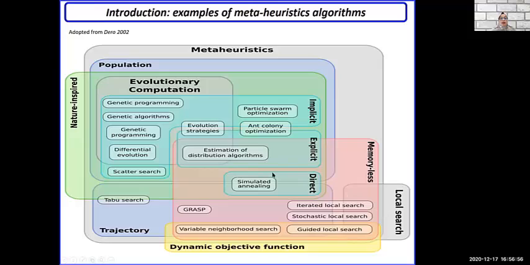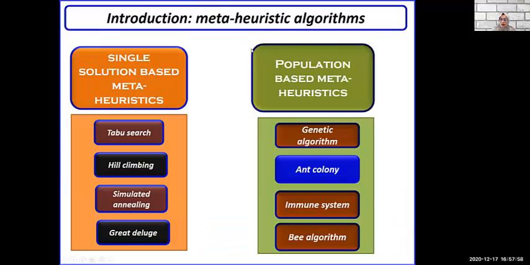But actually, simulated annealing is also a local search because simulated annealing also has a neighborhood structure where, when we explore the neighborhood structure, we will create a neighbor solution. A neighbor solution is a solution in the local area. So that's why we call it local search. So these are examples of meta-heuristic algorithms.